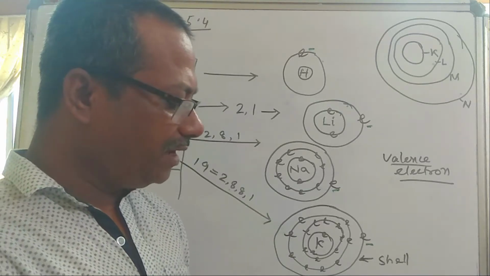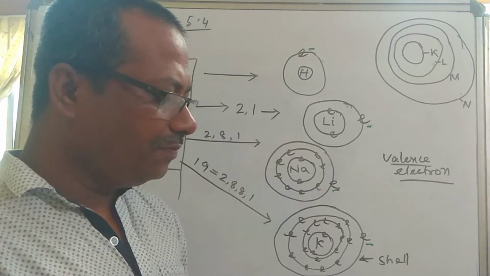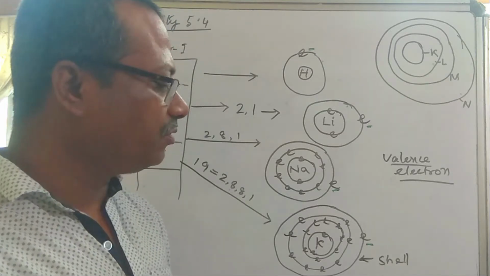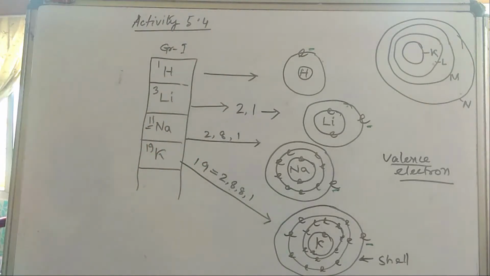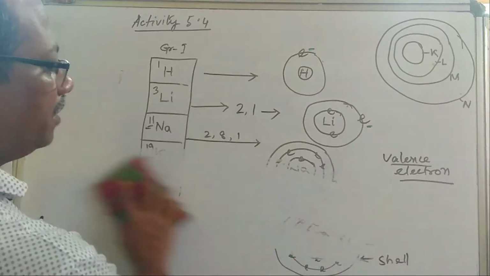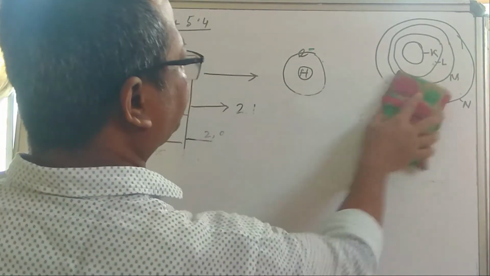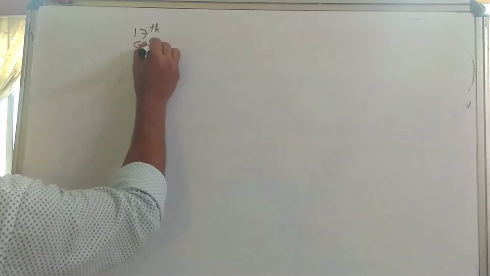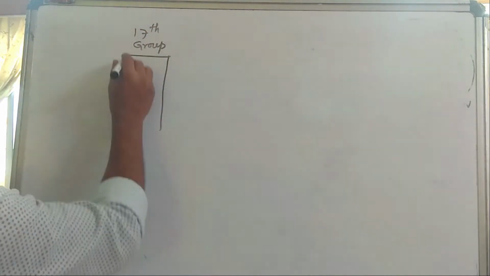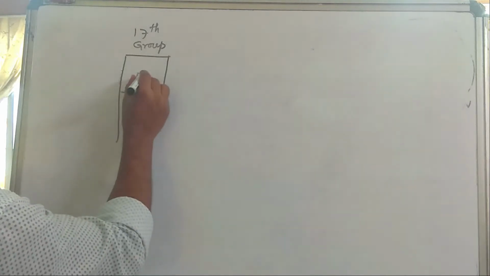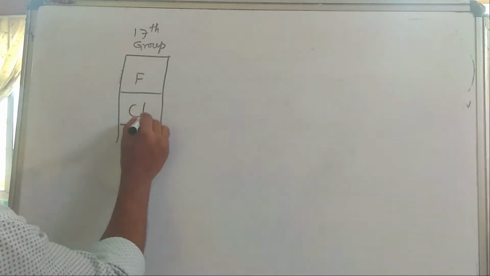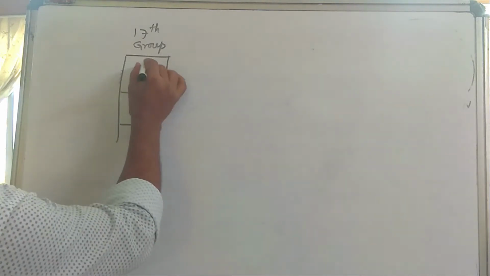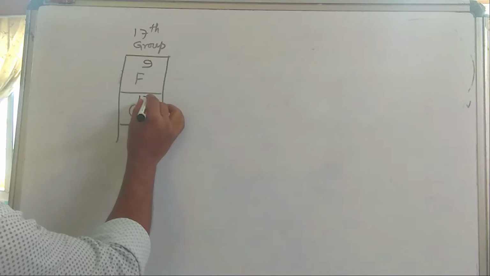For example, the elements fluorine and chlorine belong to group 17. How many electrons do fluorine and chlorine have in their outermost shell? I will show you with a diagram. The group 17 elements are fluorine, chlorine, bromine, iodine, etc. Here fluorine has atomic number 9, and chlorine 17.